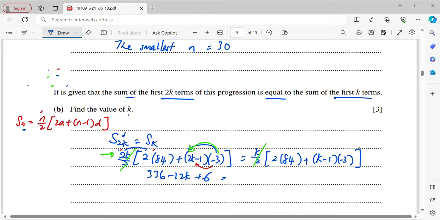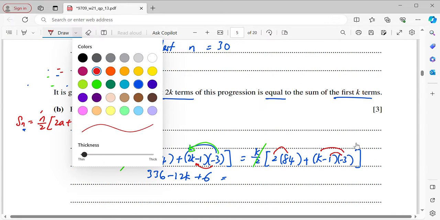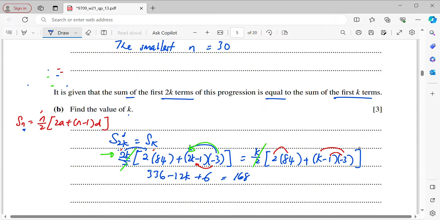Okay, so for the right hand side, again, we do the expansion. 2 times 84. And then this times, alright, then you will be getting 168 minus 3k plus 3. So now the k will be moved to right side. So I will get minus 3k plus 12k. And then for the left hand side, it will be 336 plus 6 minus 168 and minus 3.